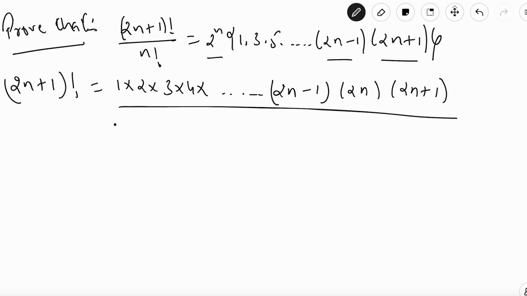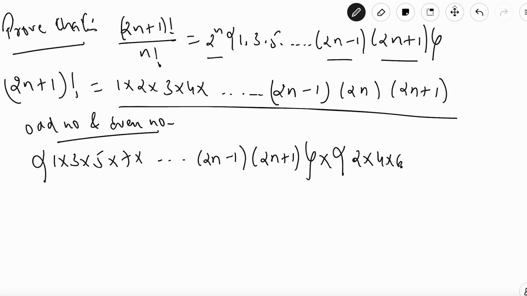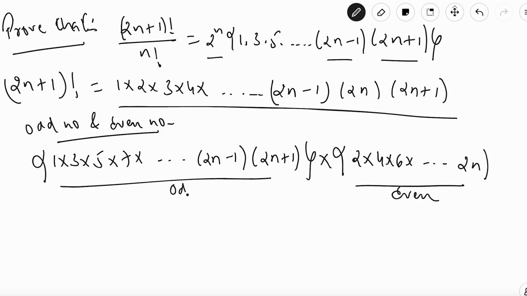Now we can do one thing here. We can separate the odd numbers and even numbers. So it becomes 1 into 3 into 5 into 7 into dash dash 2n minus 1 and 2n plus 1. So this is the set of odd numbers, and they are multiplied by the set of even numbers, 2 into 4 into 6 into till 2n. These are even numbers and these are odd numbers.